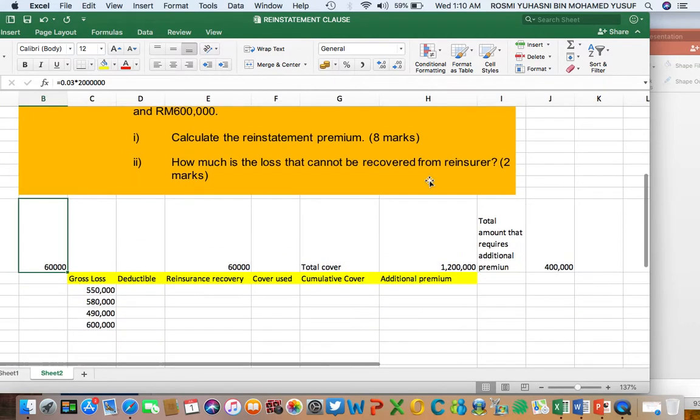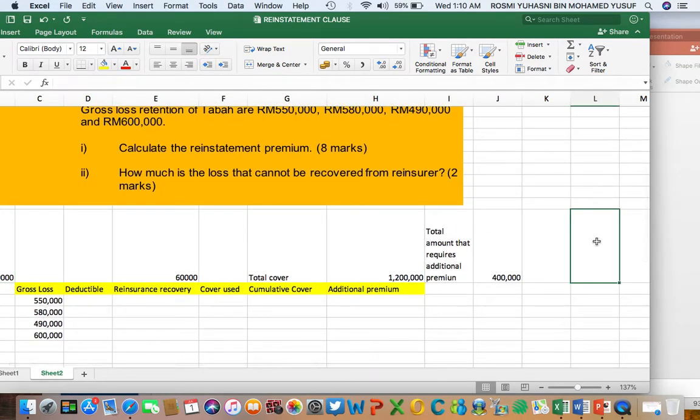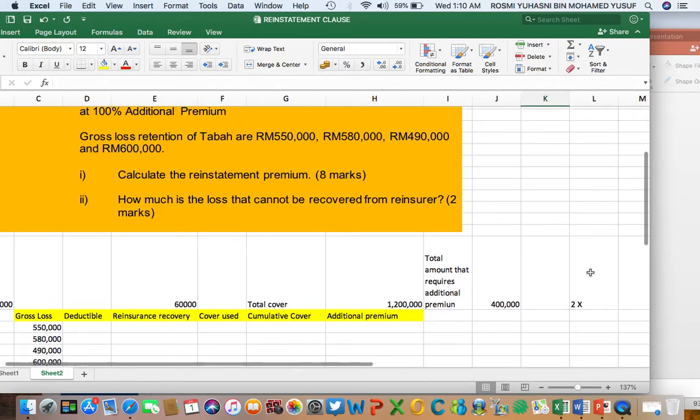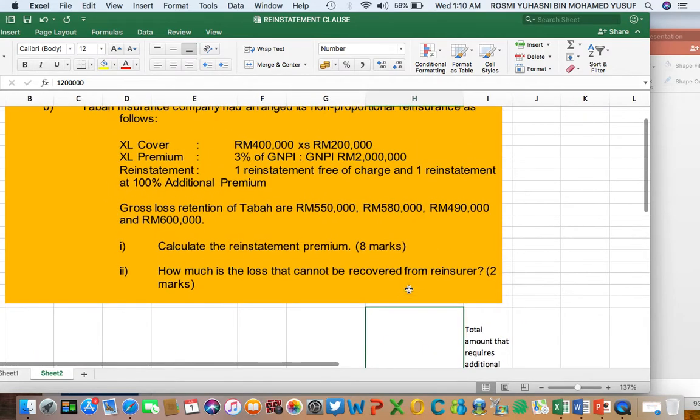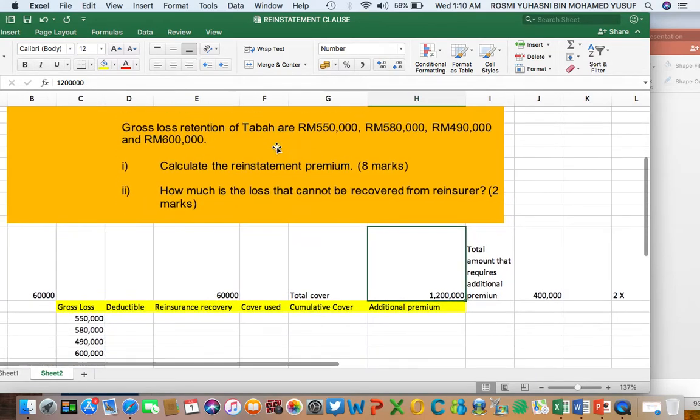So from this question, we know that it is 2 times reinstatement. 2 times reinstatement meaning that how much is the maximum cover available for that year? If you understand my point earlier, the total cover available for the insurer for that particular year is 400,000 original cover plus 400,000 one reinstatement plus 400,000 two reinstatement. That's going to be 1.2 million. Okay, 1.2 million.